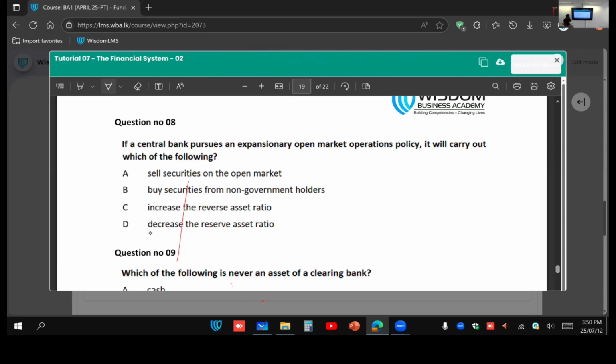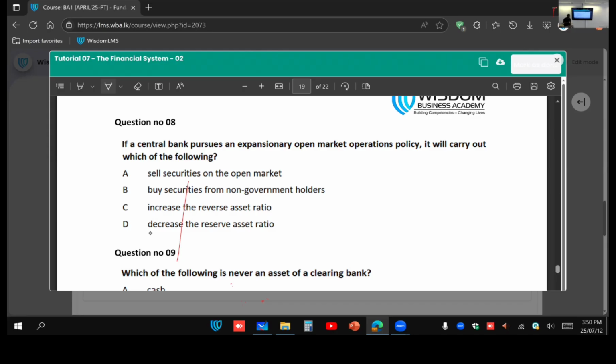So increase the reserve asset ratio, not reverse asset ratio, reserve asset ratio. Right? What will happen if you increase the reserve asset ratio? A lot of money will be coming into the central bank, right? So the banks can't lend much. Banks will have to keep more money in the central bank. Decrease the reserve asset ratio, what will happen? Now this is anyway incorrect, the reverse asset ratio. Decrease the reserve asset ratio, what will happen?